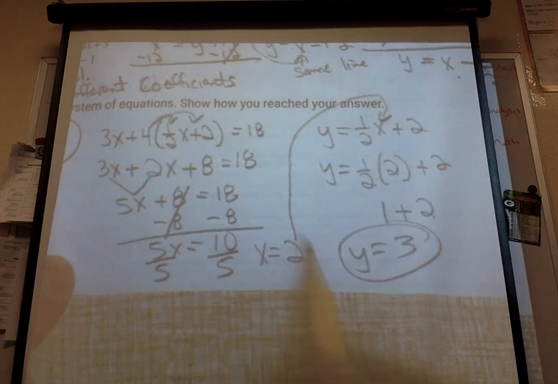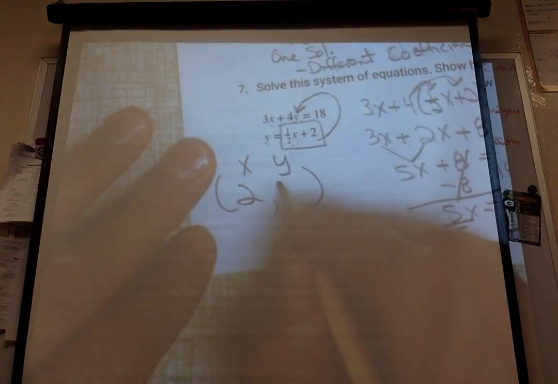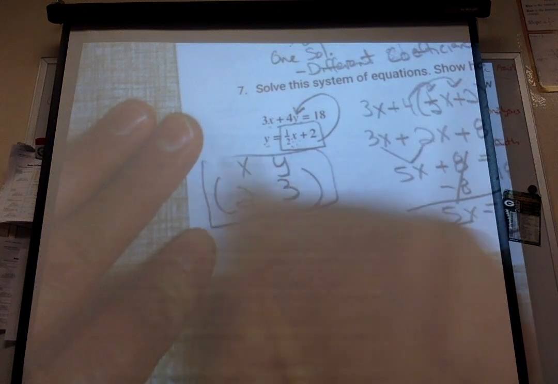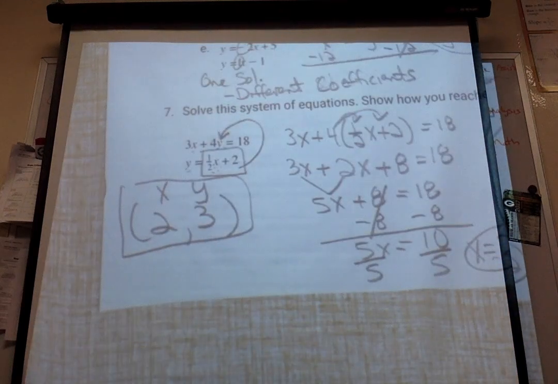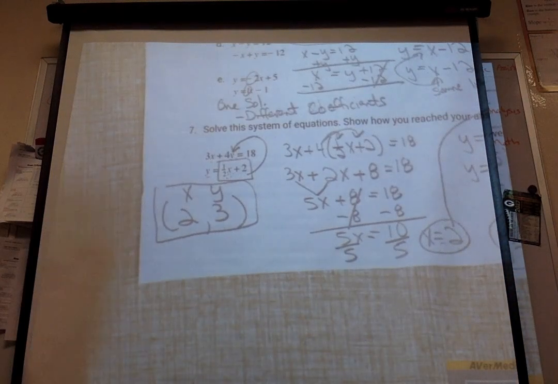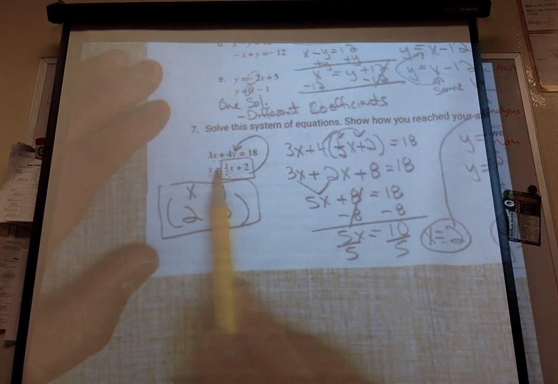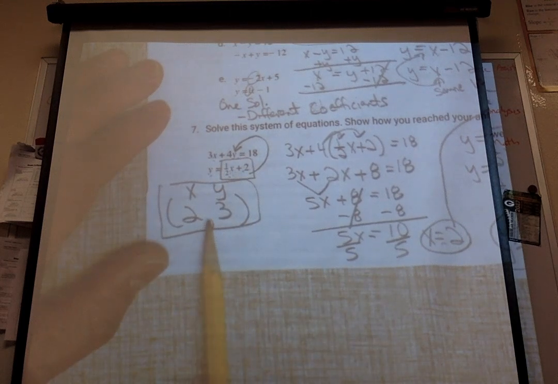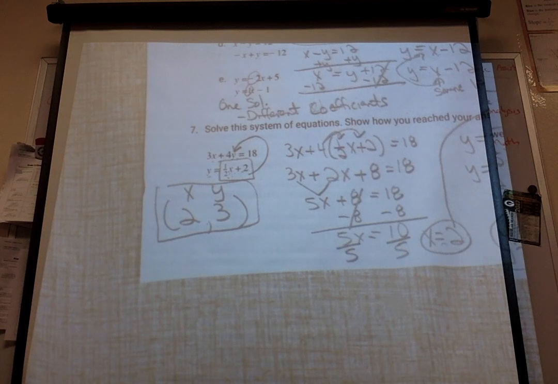So we found our x value and our y value, and I'll put it as an ordered pair right here. So our ordered pair is (2, 3). So what does that tell us? If we were going to graph this system of equations, we graph this line, then we graph this line, they're going to intersect at (2, 3). The lines will cross at (2, 3).